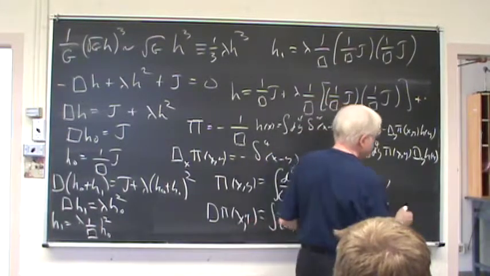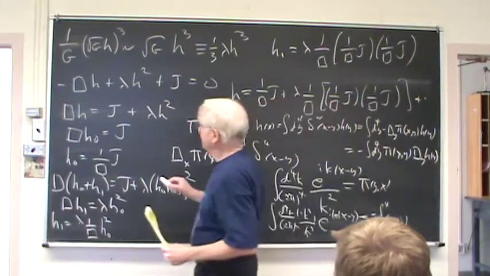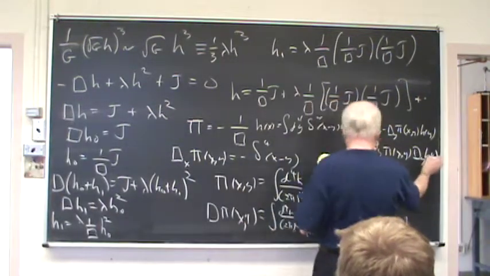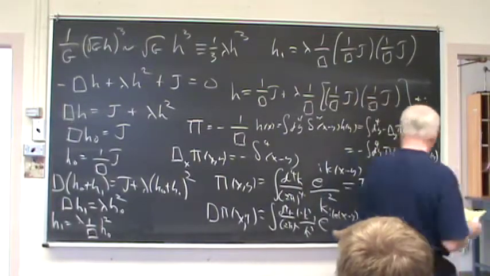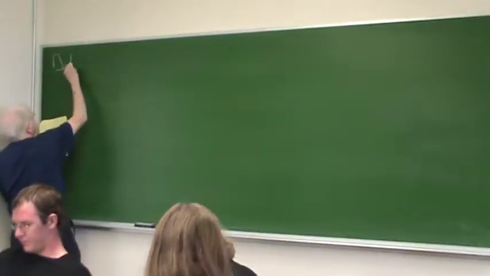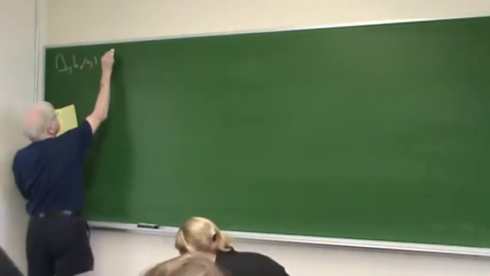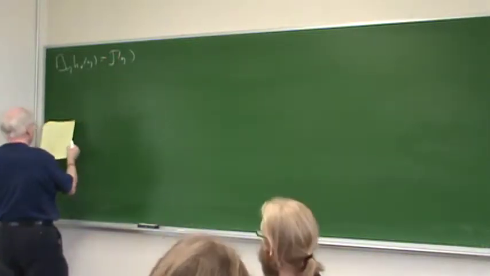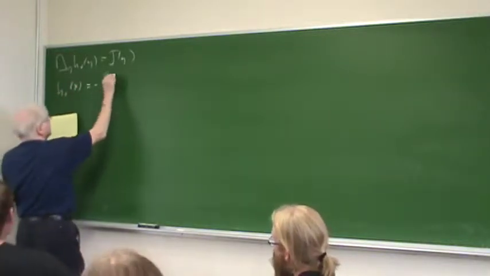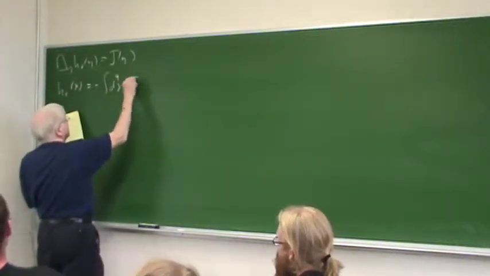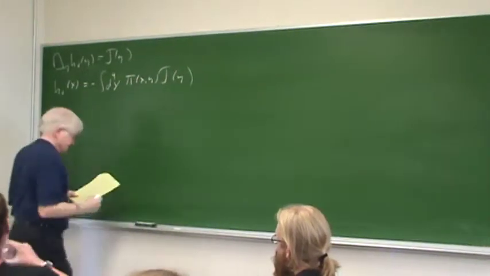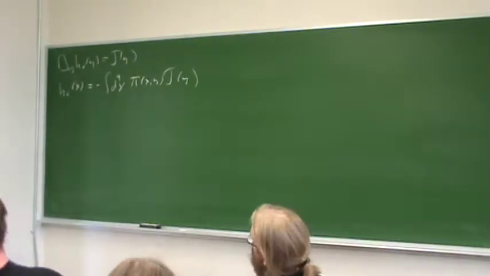But the next thing we can say, we have an equation here that is box h equals j. So we can put a j here. In other words, we go down here, we can say box_y h0(y) is j(y). And so what we've generated here is h0(x) is minus integral d⁴y π(x, y) j(y). All right, so that's our solution, our lowest order solution.